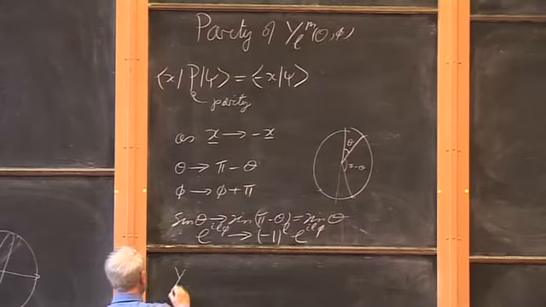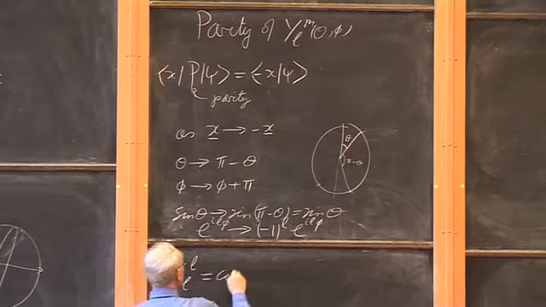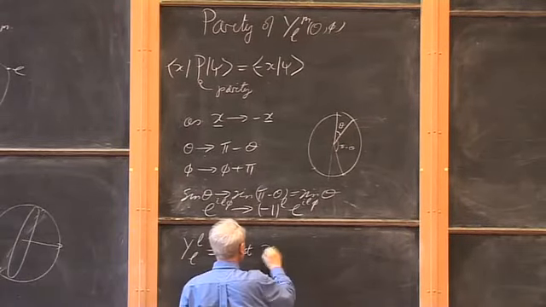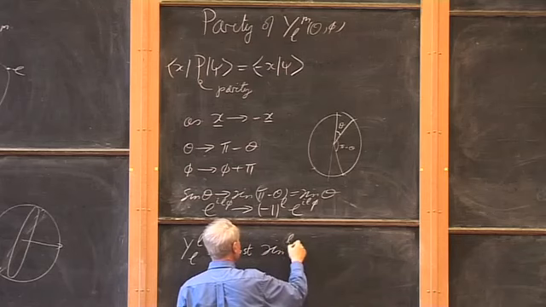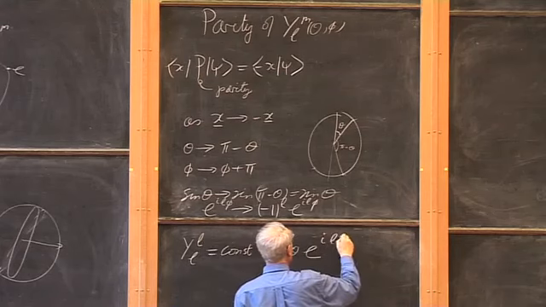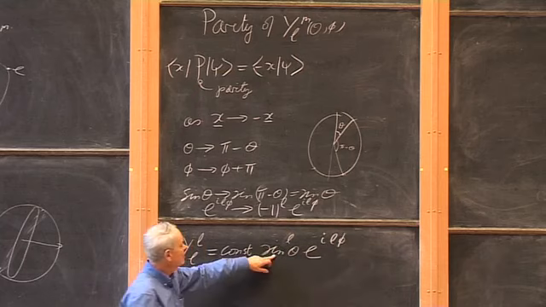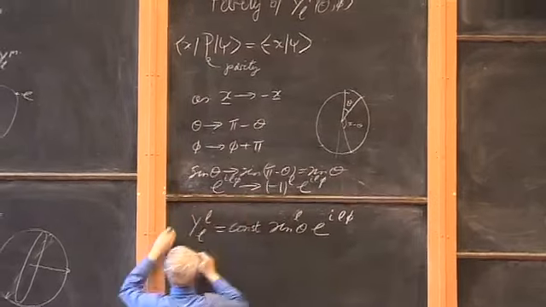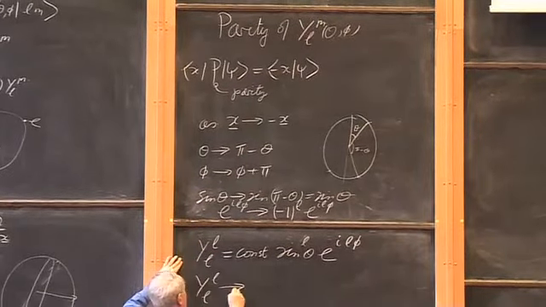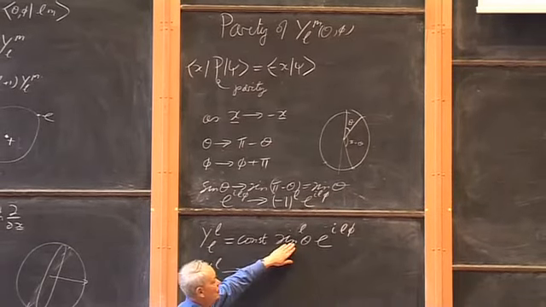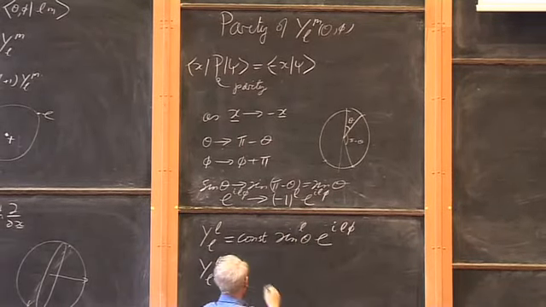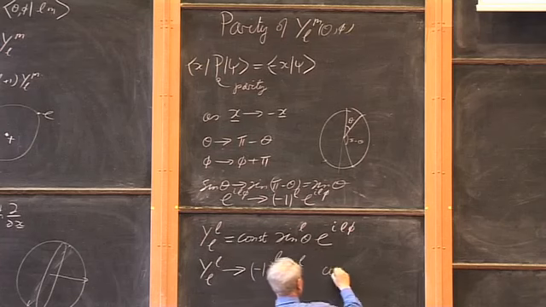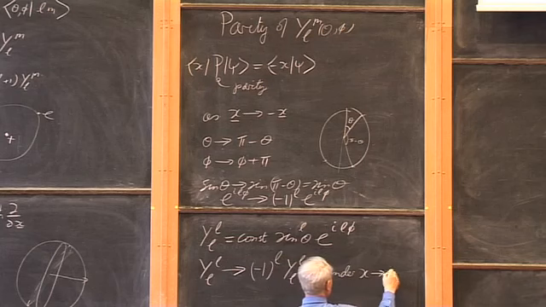Now, YLL is a constant, rather a yucky constant, so I won't bore you with it, times sine to the L theta, e to the I L phi, as we've proved. So this part does not change at all, while this one changes sign. So YLL goes to minus 1 to the L times YLL under x goes to minus x.